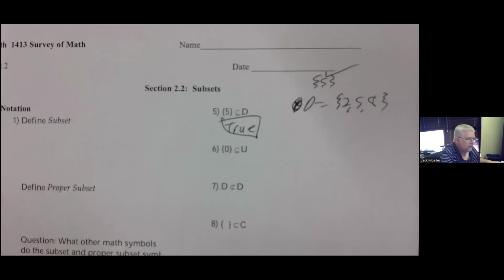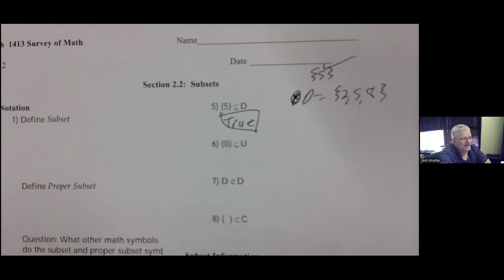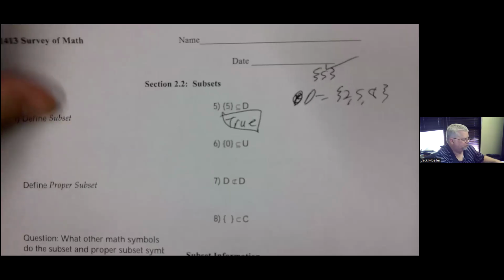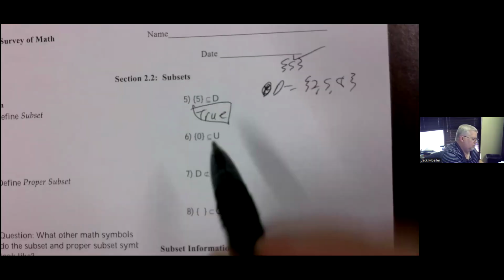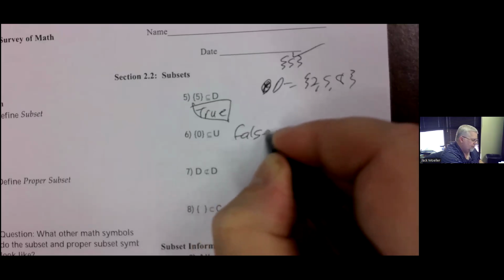Okay. What about 6? Is the set {0} a subset of the universal set? Well, if you look at the universal set, it is 1 through 8. 0 is not in there. That would be false.